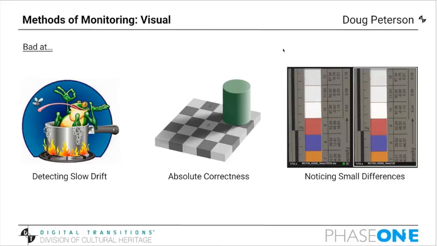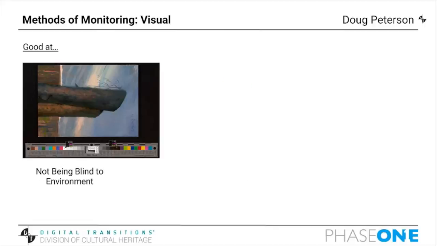And then also visual reference is not so great for detecting really small differences. Between the left and the right image here, there is a difference, but you'd be pretty hard pressed to identify it. And often when you see something that's that subtly different, you have to go back and forth with your eyes. Am I just seeing things? Am I imagining it? So it's really hard to make really small discriminations. Visual assessment is good at not being blind to the environment. That's its one real strong suit.